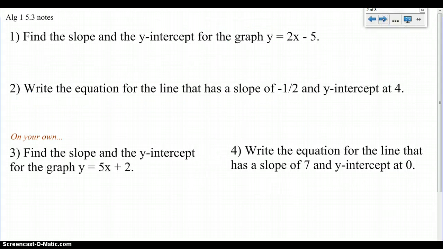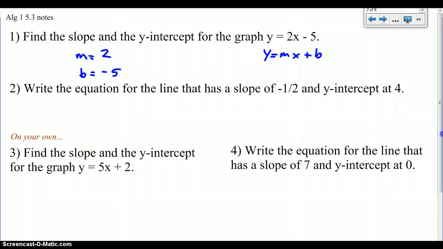All right, let's do a little practice. Number one, find the slope and the y-intercept for the graph y equals 2x minus 5. Now remember, we're in the form y equals mx plus b. So what I know is that the slope is equal to 2 and the y-intercept is negative 5. If you want to write out the words slope and y-intercept instead of using the abbreviations m and b, that's fine. That's your preference. I'm also fine with you just writing the shortcut abbreviations as long as you know what they stand for.